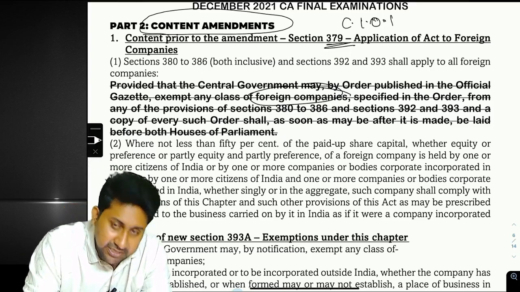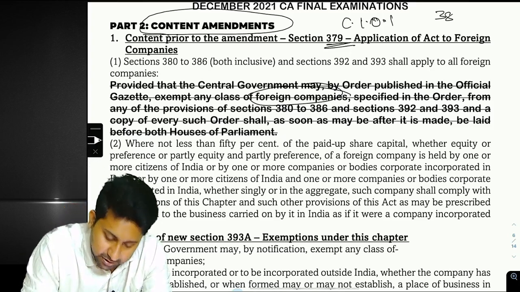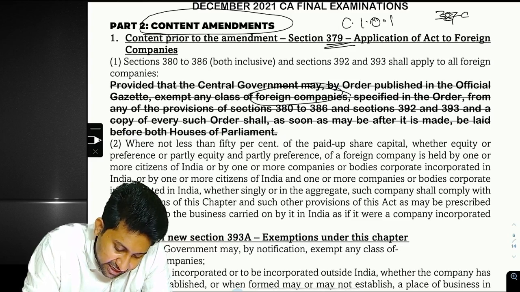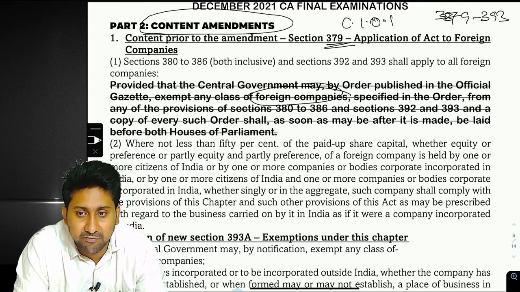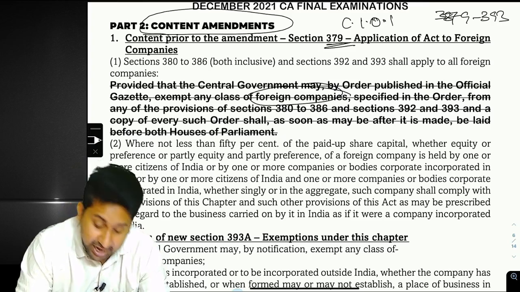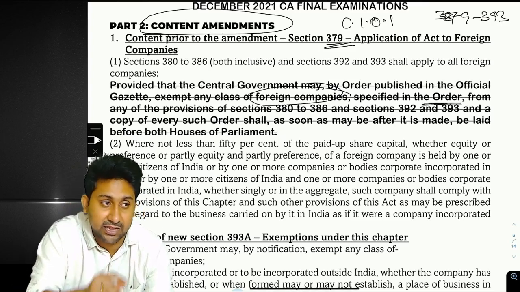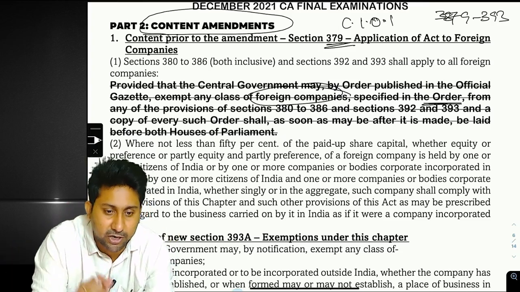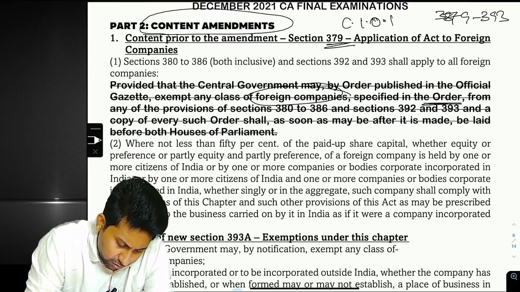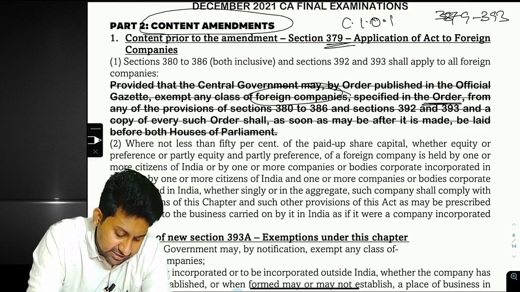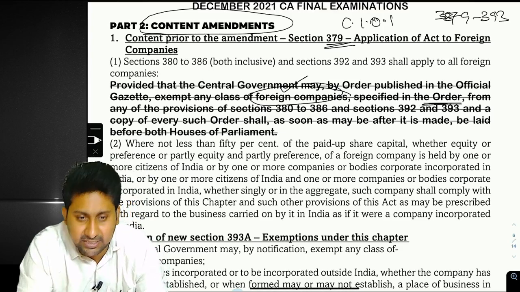Generally, sections 379 to 393 will apply to foreign companies. For any specific foreign company, if the government wants to, it can specify in an order that for this foreign company, these provisions do not apply. It can give an exemption. So, prior to the amendment, what was the scenario? Only foreign companies could get the exemption.